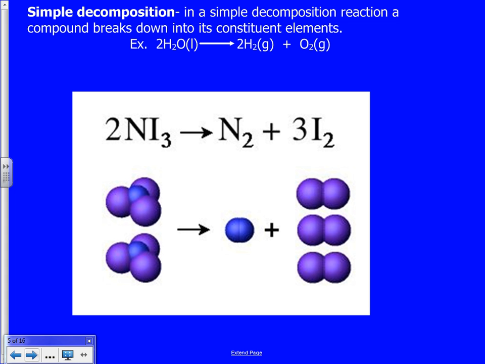And 99% of the time, that breakdown will be into two elements. Once in a while, you'll get one that breaks down into a compound and an element or something like that. But most of the time, it's just going to break down into its two elements. All right, so the example we have here, water. Liquid water. If you arc electricity through liquid water, it will break the bonds between hydrogen and oxygen and result in the formation of hydrogen gas and oxygen gas.